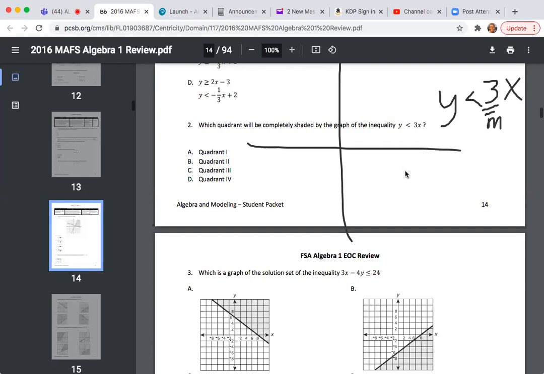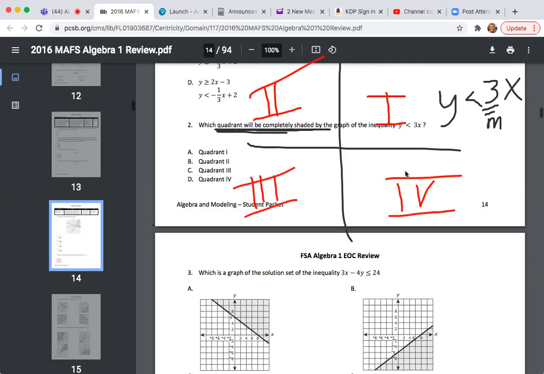So for this one, the question is, which one of these quadrants will be completely shaded in when you graph it? Just to recap on the quadrants, guys, they start over here in the top right, and then they go counterclockwise. Why isn't this thing writing? Let me see if it's going to write now. Okay, there we go. That's quadrant 1, quadrant 2, quadrant 3, and quadrant 4 is right here. Those are your quadrants.